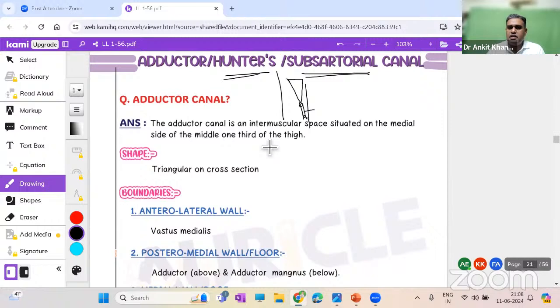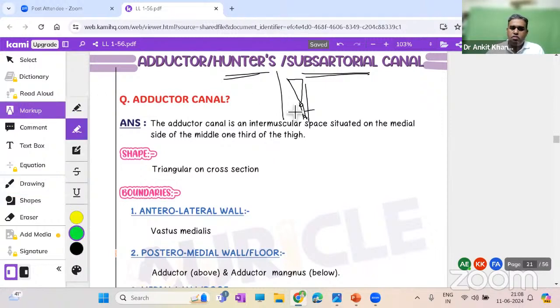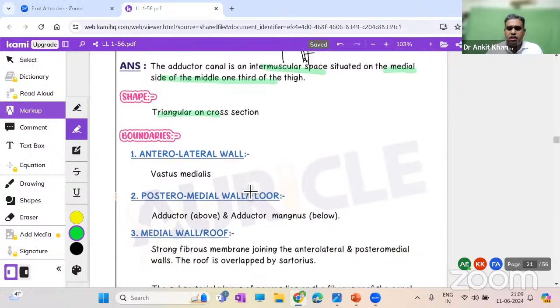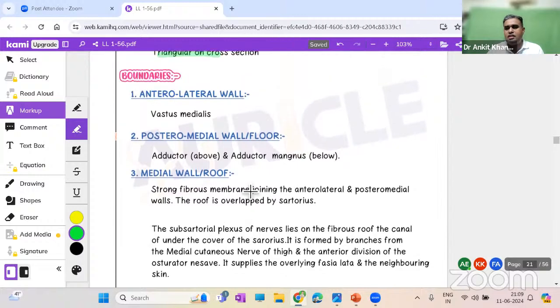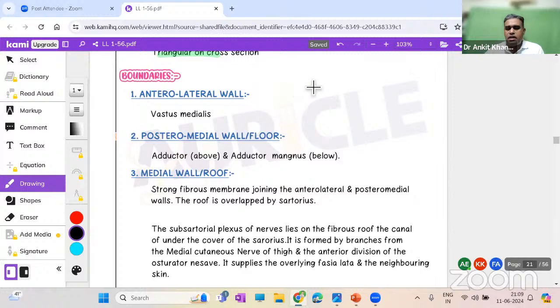So where is it present, let us see. How are you going to answer in the exam? It is an intermuscular space, between the muscles on the medial side of the middle third of the thigh, right? Its shape is triangular in cross section. Find the boundaries. You can only understand all of these boundaries once you draw an image. And the recommended image for the adductor canal will be a transverse section of the thigh.